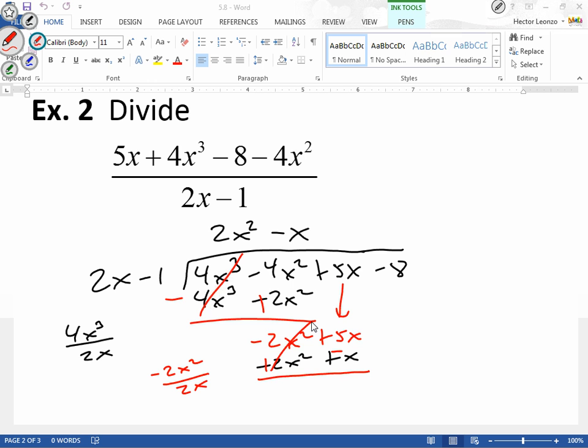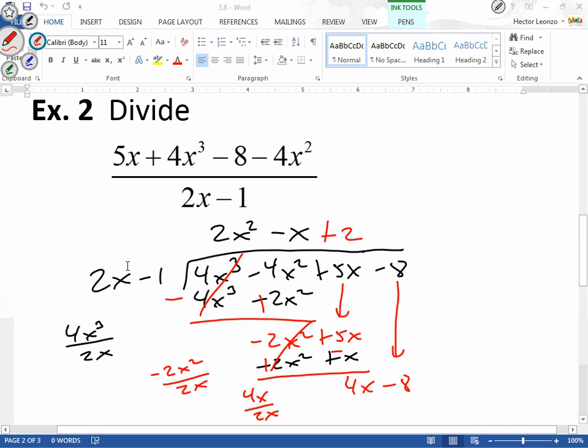First term cancels out. 5 minus 1, I get 4x minus 8. Once again, I drop the next term. So now I'm going to do 4x divided by 2x. In fact, let me do it over here at the side. 4x divided by 2x. First term divided by the first term. 4x divided by 2x, I get 2, positive 2. So multiply everything on the outside by positive 2. So I'm going to get 4x minus 2. I'm going to draw the line, change the signs.